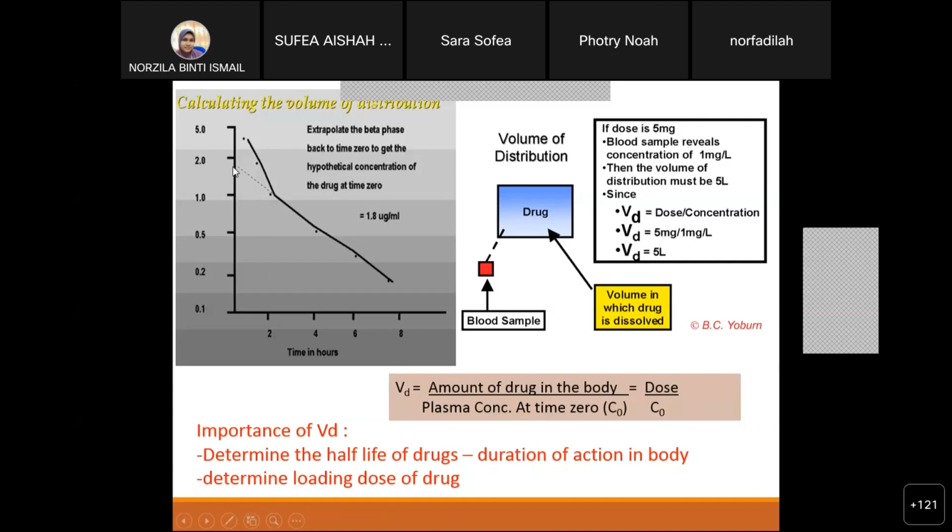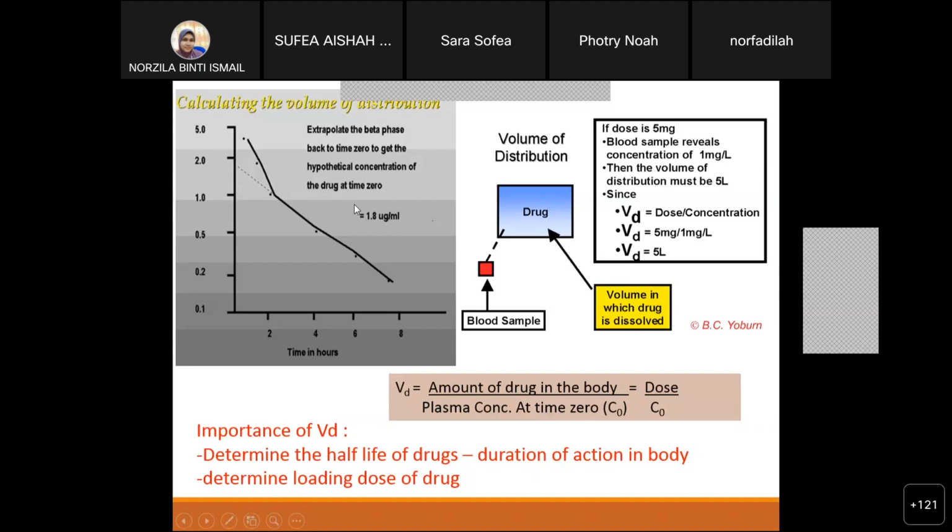We cannot measure immediately after we administer drugs, because we don't know the absorption capacity of each individual, right? So we wait until 1 or 2 hours, and then we draw blood. We calculate the concentration of the drugs inside the blood, and then we can plot a graph to get the concentration at time 0 here. So in this case, 1.8.